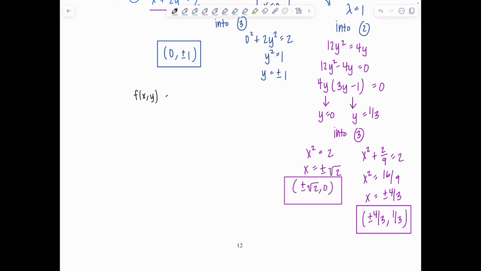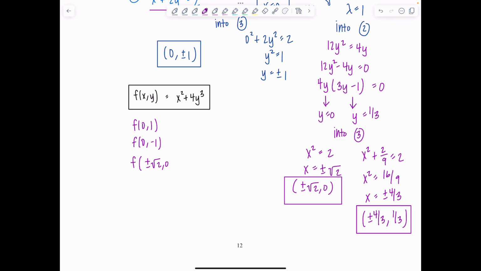So let me remind you, f of x, y was x squared plus 4y cubed. Okay, here we go. So y is raised to an odd power. I'm going to have to plug in 0, 1, and 0, -1 separately. But for the others, since x is raised to an even power, it won't make a difference if it's plus or minus. Do you see what I'm saying? Okay, these have to be separate. So f of 0, 1, that's 4. 0, -1, -4. Rad 2, 0, or negative rad 2, 0 is 2. And I did this already. It's 52/27.